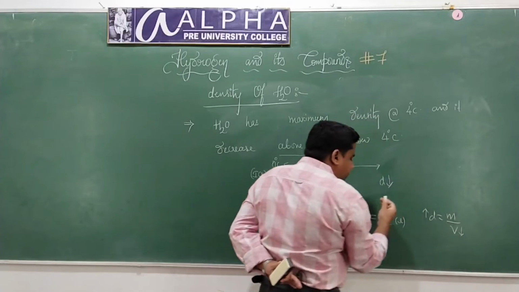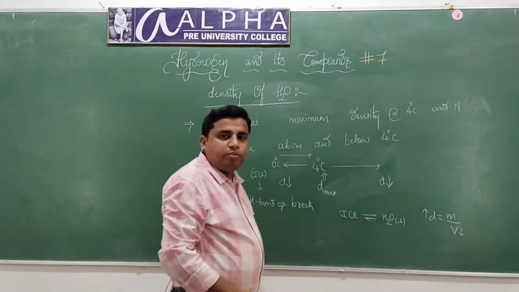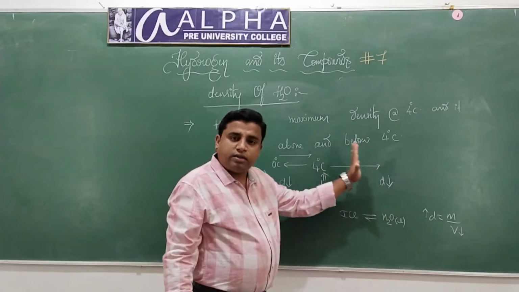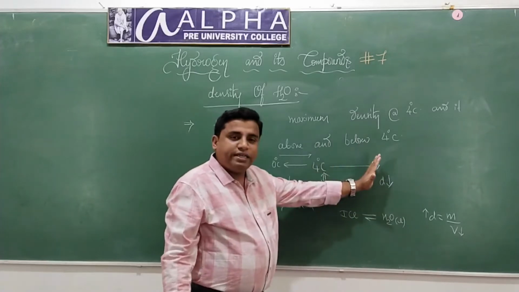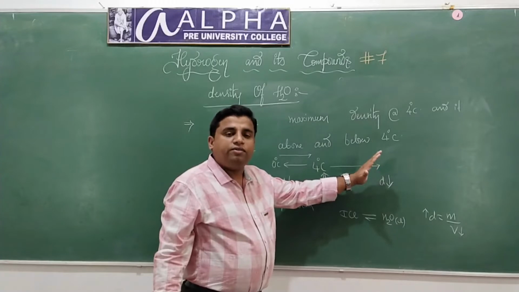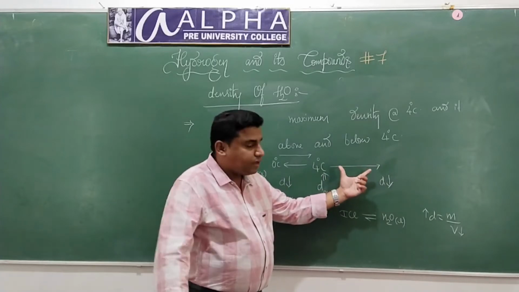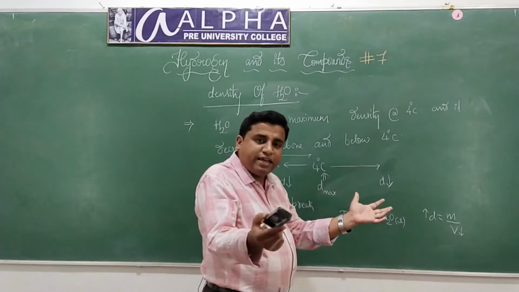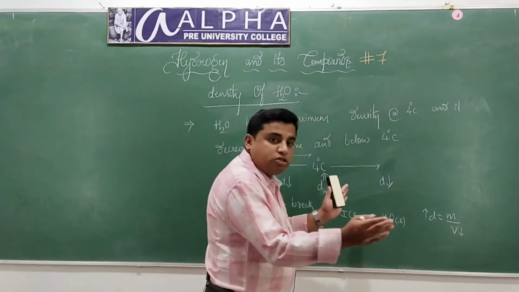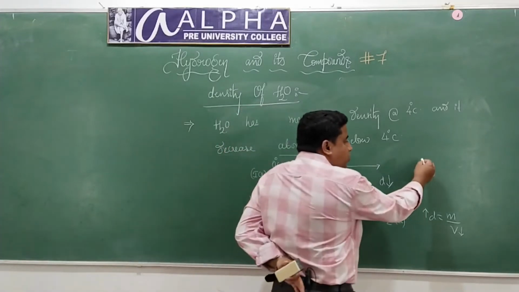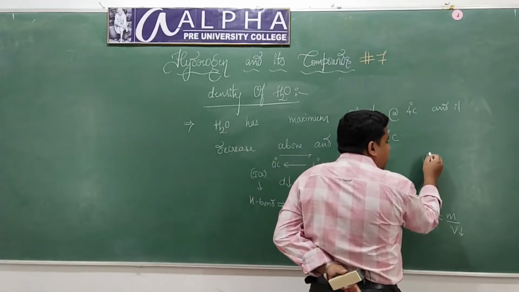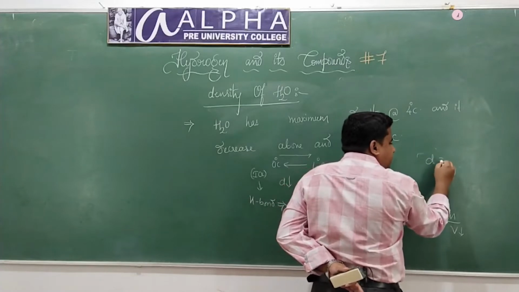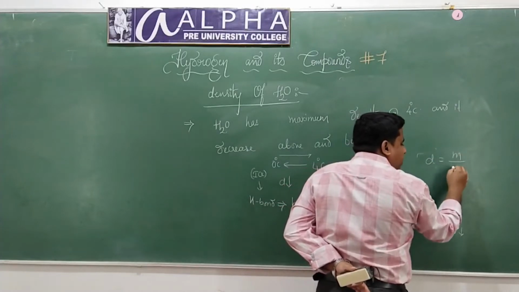So after 4 degrees centigrade, what might happen? After 4 degrees centigrade, there will be pure water, there will be no ice. We know that. Yes, pure water. Because of extensive hydrogen bonding, what will happen to density? Density is equal to mass by volume.